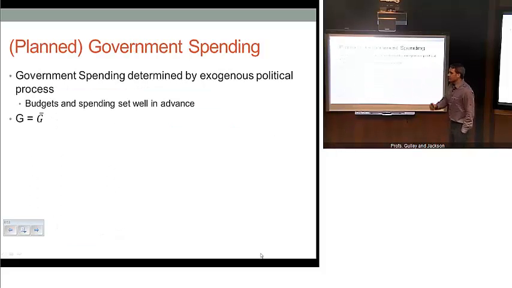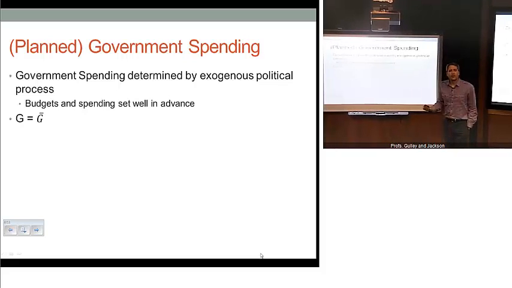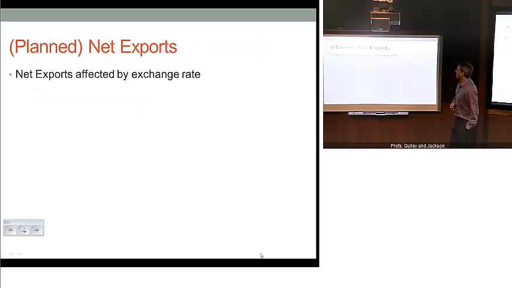So a couple more sectors to take into account. The planned government spending. We assume that government spending is just determined by some exogenous political process. Budgets are typically set many years in advance, or many months rather, and so these things are all sort of fixed and set in stone in advance. And so we assume simply that government spending is exogenous, and so G is set to this G bar level.